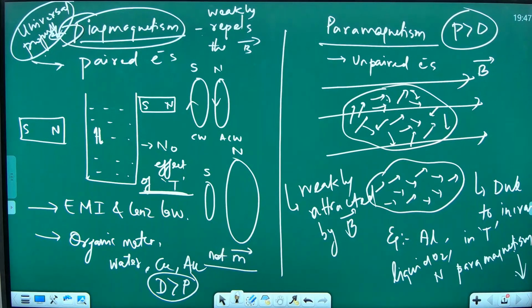Sir, for diamagnetism, do we have many options for the definition? Definition you can write by your own. Diamagnetism is a property by which the elements having paired electrons weakly repel the external magnetic field.